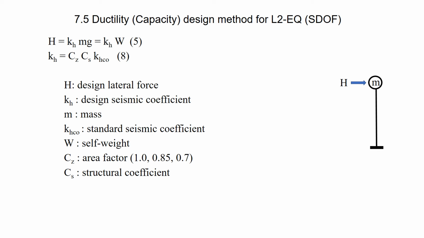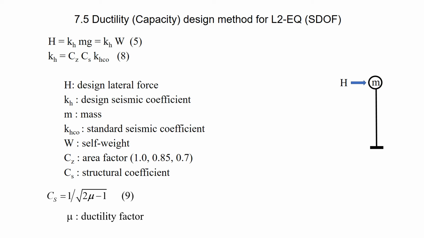KH is the design seismic coefficient and KH equals CZ CS KHC0, equation 8. CZ is the area factor and KHC0 is the standard seismic coefficient. CS is the structural coefficient defined by equation 9. Mu is the ductility factor. CS considers the ductility of a structure.